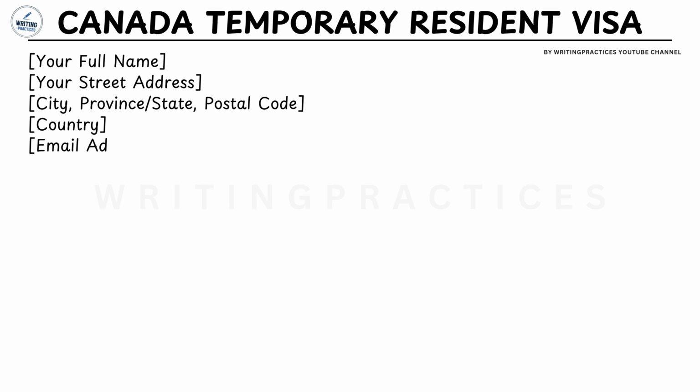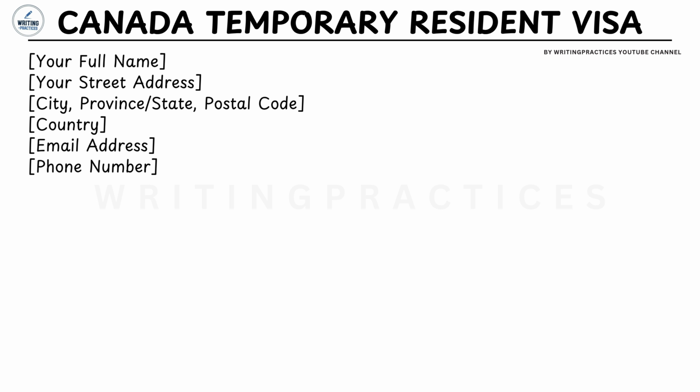Check this out. Sender information. First, write your complete personal details at the top of the letter. This section identifies who is submitting the application. What to write here is your full legal name, exactly as it appears on your passport, your current residential address, your active email address, and your contact number.